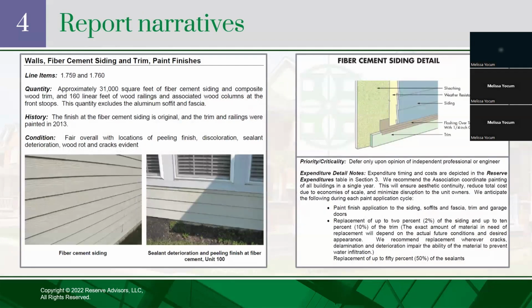In our narratives, this is really where you go to find out what's going on in that expenditure plan. So you see a line item or an expense for painting of the siding. Well, what does that mean, right? And 3 years from now, when you go to paint the buildings and you're wondering why the costs are way different than what the reserve study said, this is where you can understand what the reserve specialist anticipated was going to need to be done.